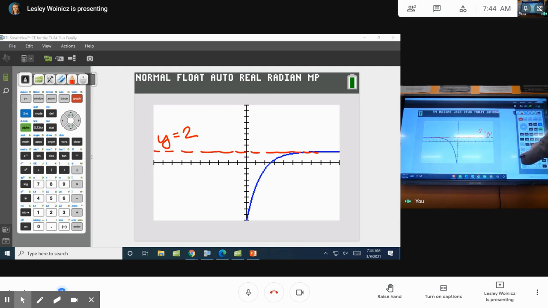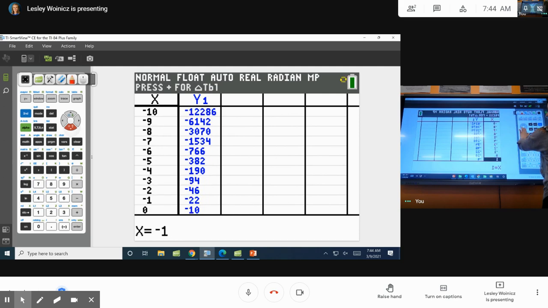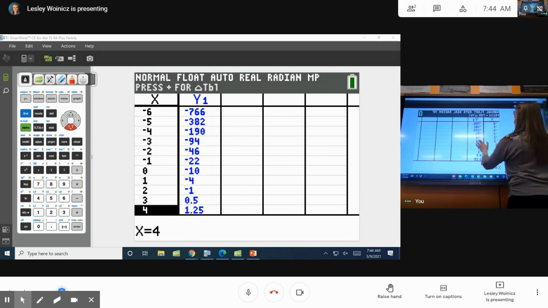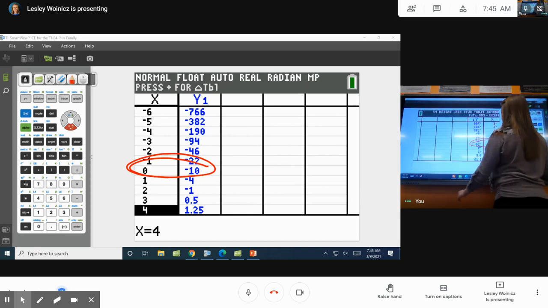Okay, let's see if we can find the y-intercept from the table. So I'm going to go second graph to my table. Oh, there it is. So 0, negative 10 is my y-intercept. That is just barely in my window. It's on the edge of my window.